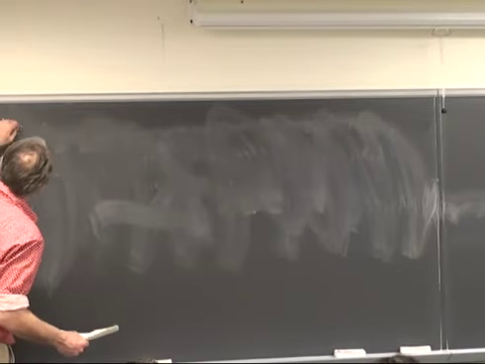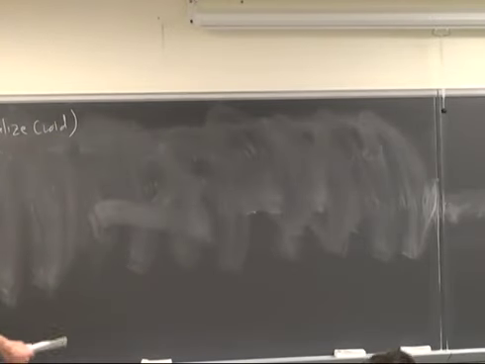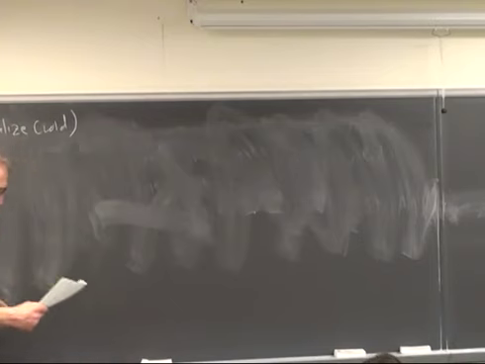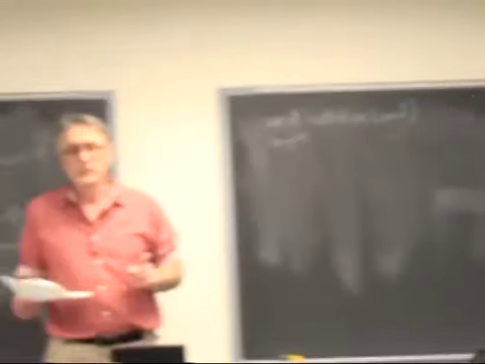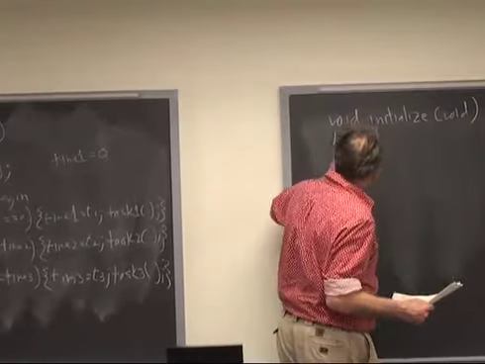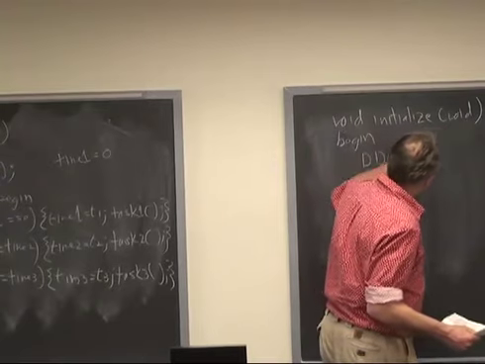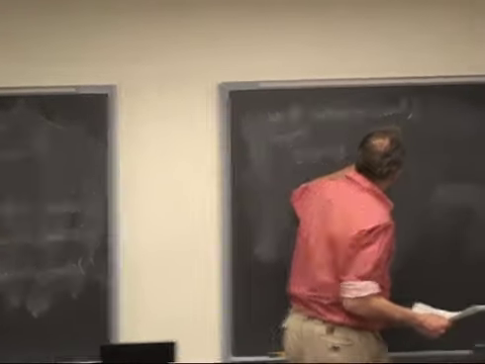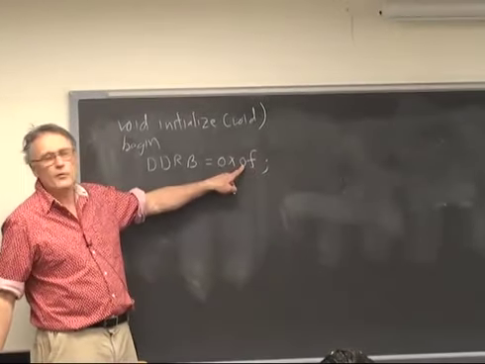Let's do initialize. So in initialize, we got to set up all the low-level stuff. So in particular, we're going to make 4 bits of port B an output. Because we're going to hook the LEDs to port B, we're going to set DDRB to 0x0f. That sets the low 4 bits to output and the high 4 bits to input.